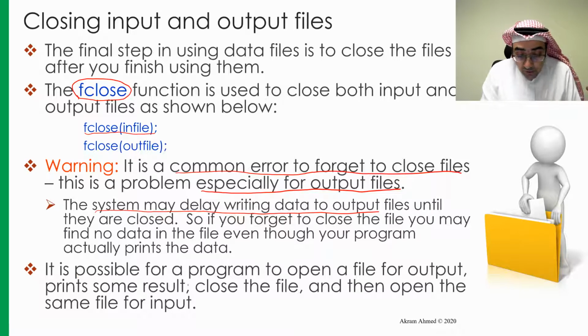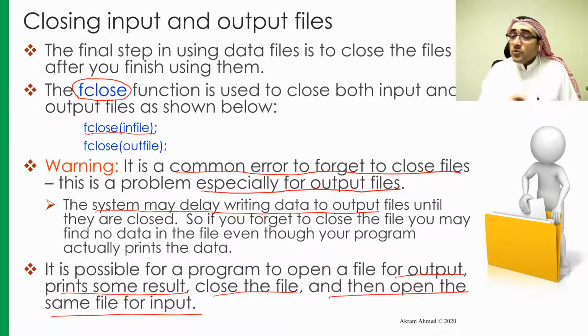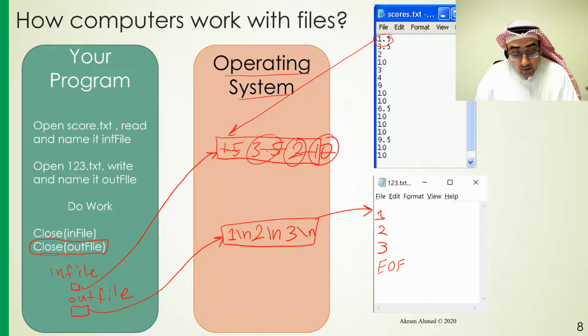It is possible for a program to open a file for output, print some result, close the file, and then open the same file again as an input. So if you close the file, you can open it as an input or an output file. Whatever you want to do is possible, you're the programmer, you decide what you want to do, okay?